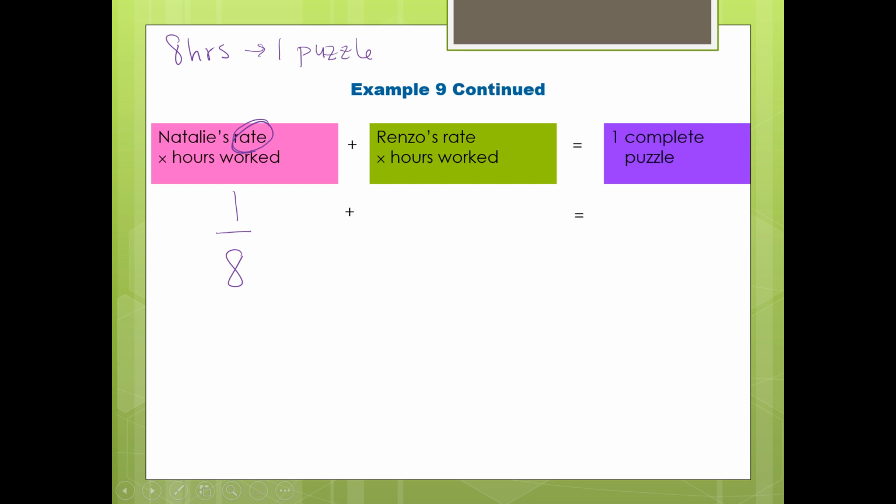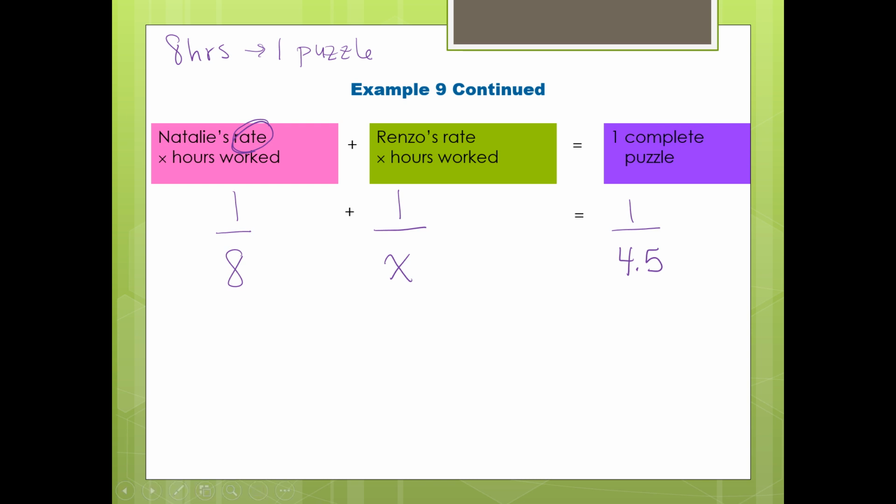You just maybe saw the answer there, but it's not about answers. It's about learning. So Natalie's rate is 1/8 of a puzzle per hour. Renzo, we don't know how many puzzles he does an hour. So again, an unknown value is an x. Now together, we know they can do one puzzle every 4.5 hours, or 1/4.5 of a puzzle in an hour.